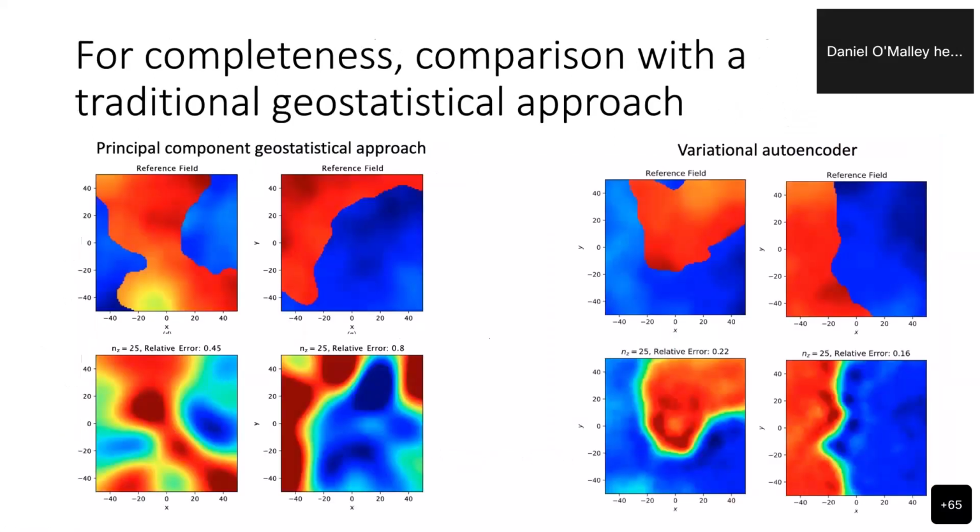Just for completeness, to compare with the traditional geostatistical approach: on the left is what you would get for the traditional geostatistical approach, which is the most commonly used method in hydrology. On the right is what you can get with this variational autoencoder, the machine learning approach that we're talking about. So the takeaway here is that this at least beats the baseline of traditional inverse methods.